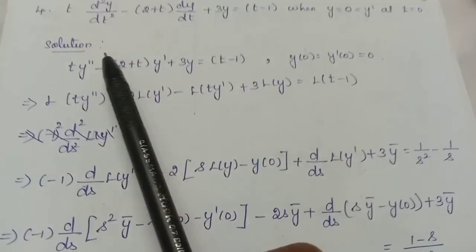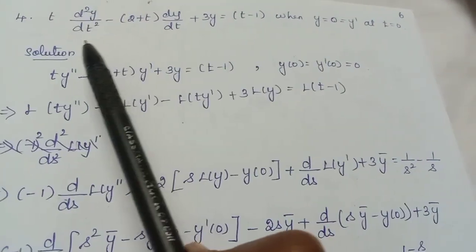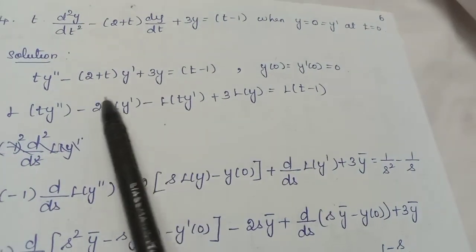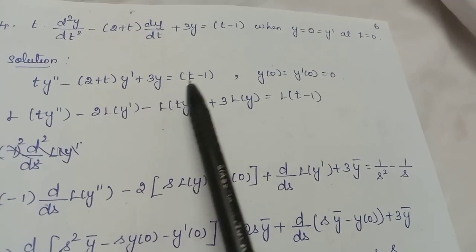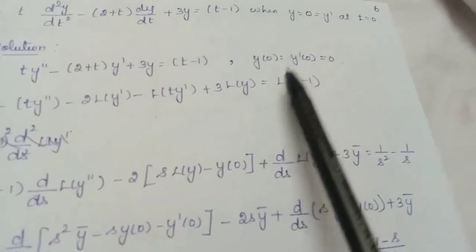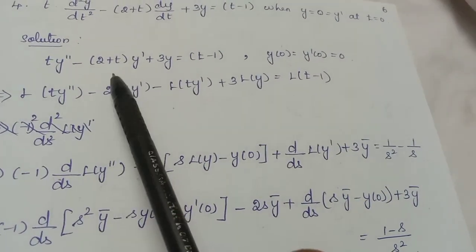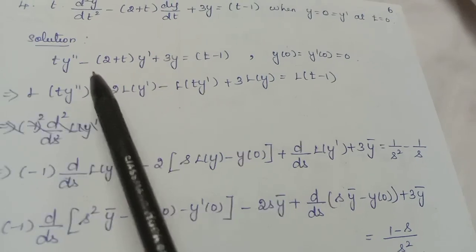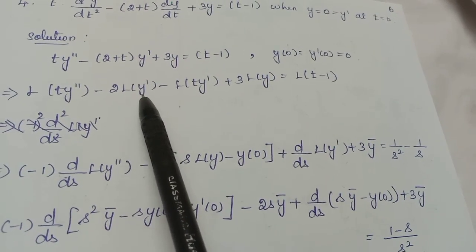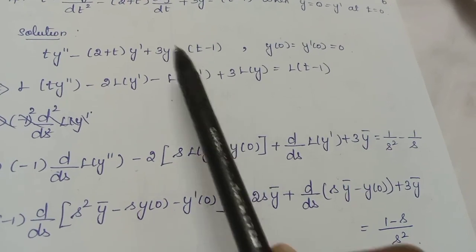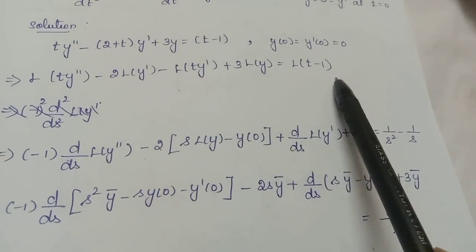So the procedure is the same. You take Laplace transform on both sides of this equation. So this equation is nothing but t y double dash minus (2 plus t) into y dash plus 3y equal to t minus 1, and y of 0, y dash of 0 are both 0. Now, taking Laplace transform: L of t into y double dash minus 2 into L of y dash minus L of t y dash plus 3 into L of y equal to L of t minus 1.